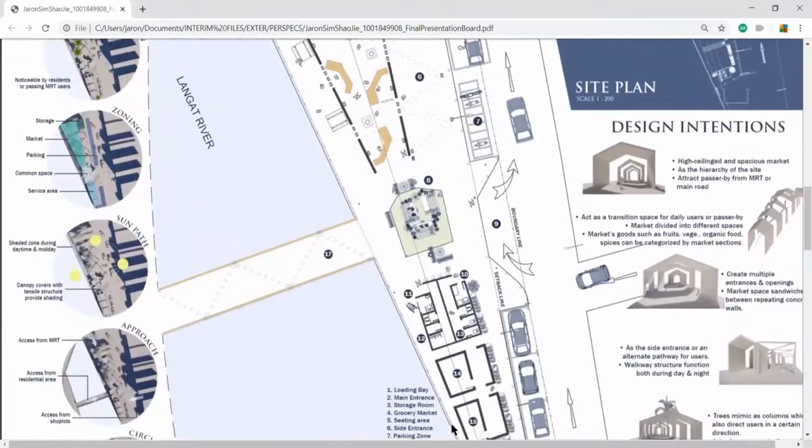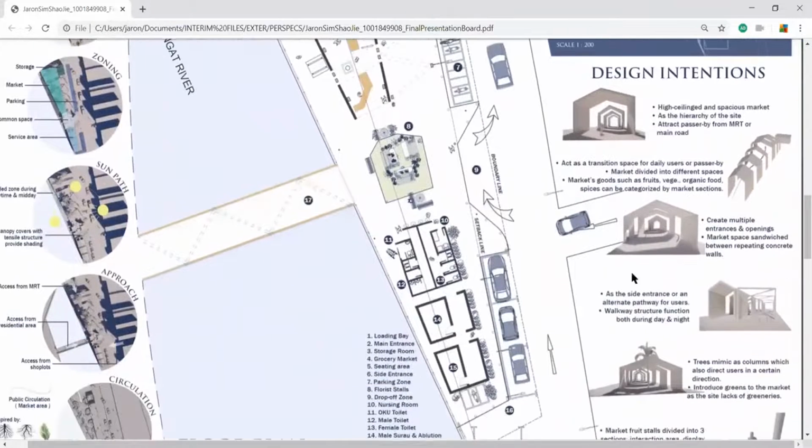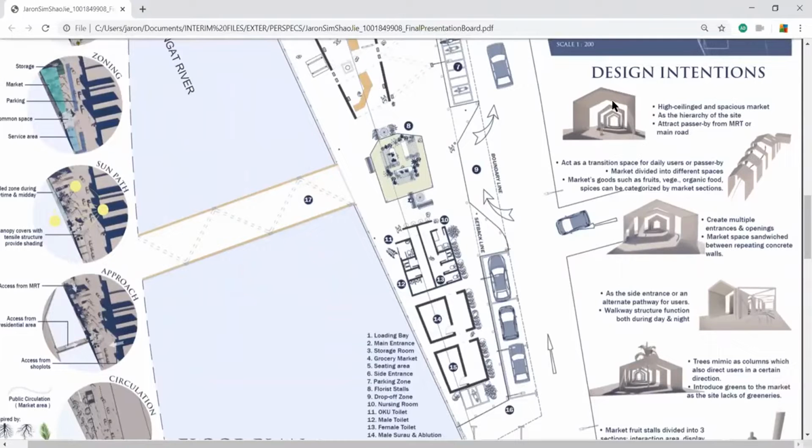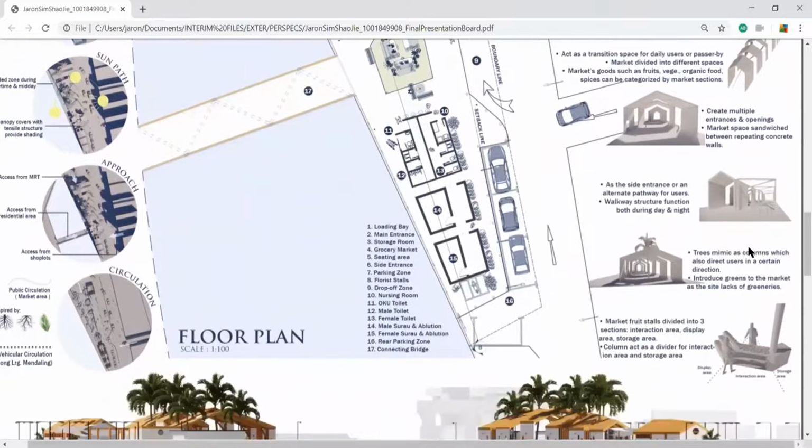For my design intention, I want my market to have a high ceiling and be spacious, which also acts as the hierarchy of the site, and as a transition space for daily users or passersby, where people can pass through the market and experience it. It also creates multiple entrances and openings throughout the market, and a side entrance. The trees across the market mimic columns, which also direct users in a certain direction, like a one-way direction through the market, and introduce greenery to the market as the site lacks greenery.